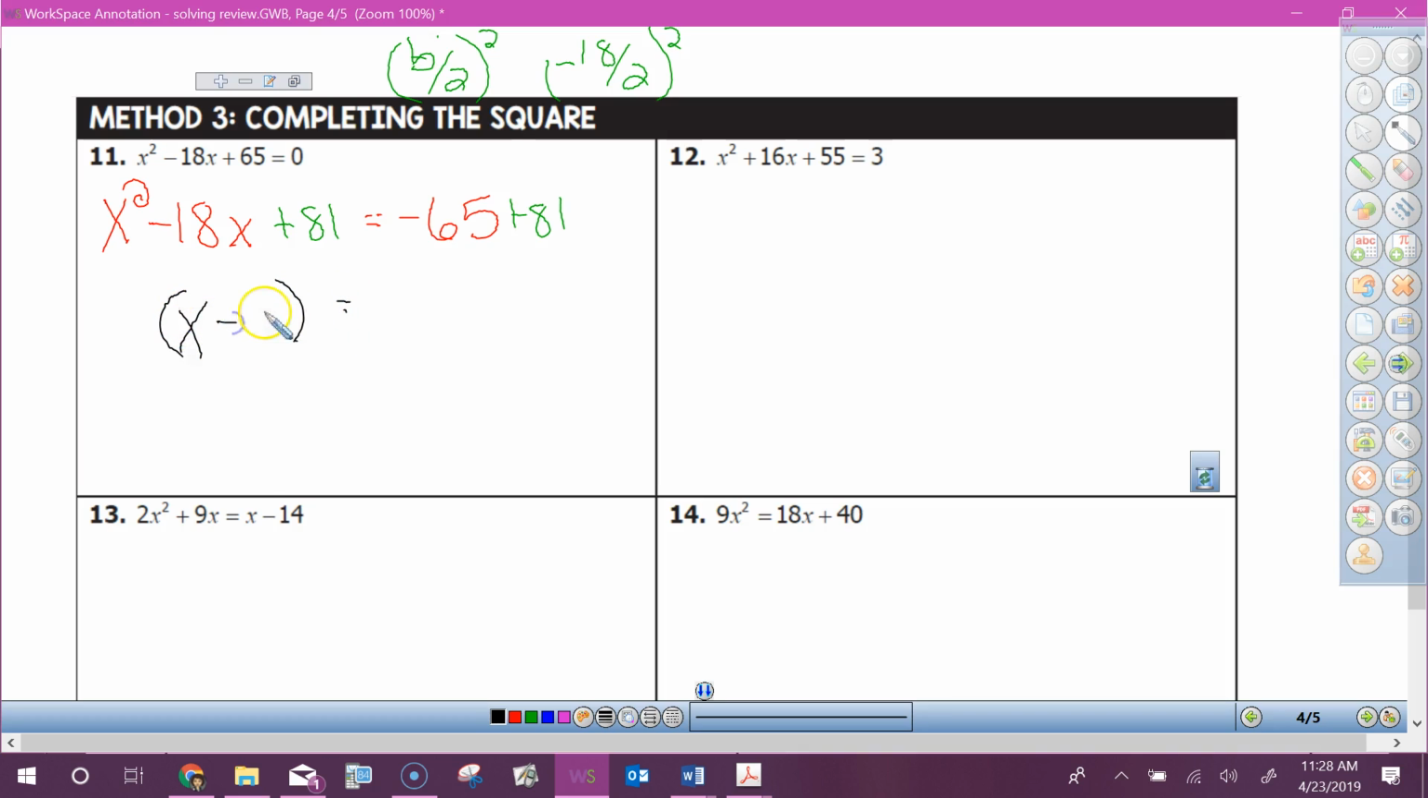So x minus who? 9 squared equals, what do we get over there? 16. Then what? Square root of both sides. So x minus 9 equals 4. X minus 9 equals negative 4. And last step, solve it. X equals 13. X equals who? Positive 5.